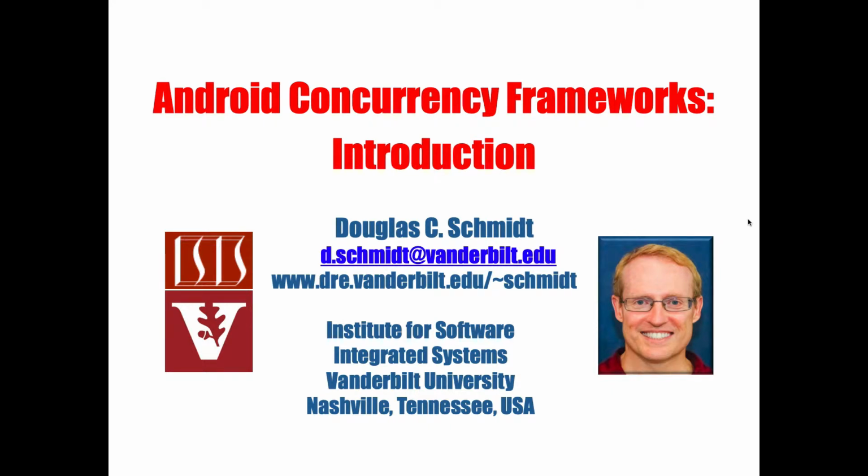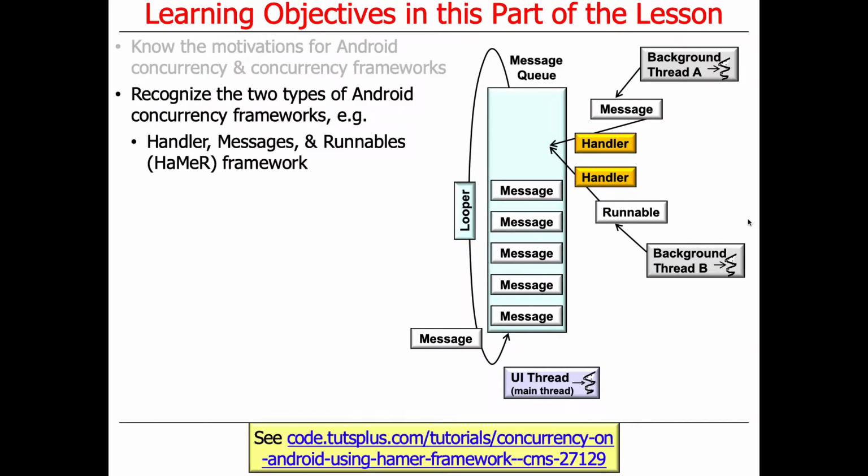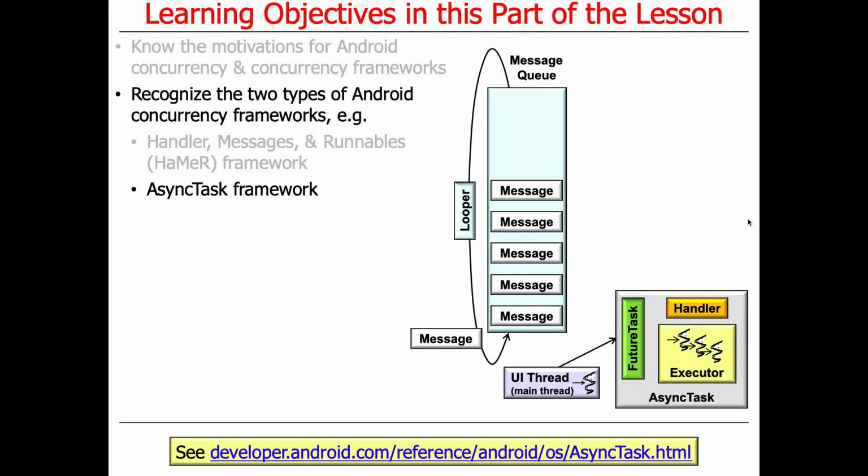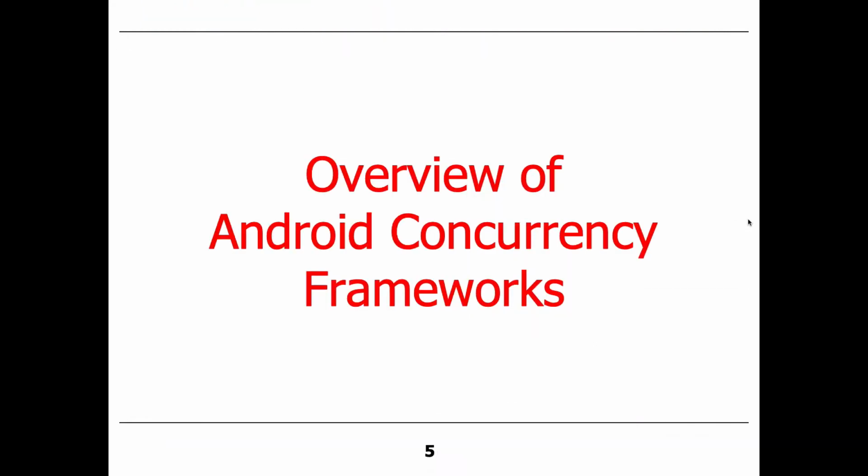Okay, now that we've got a little bit better understanding of what problems occur with Android because of its design constraints on where threads can run and which threads can access which kinds of components and so on, let's talk in much more detail about its concurrency frameworks. And we'll see that there are going to be two of them. And we'll talk about what these different frameworks do. There's the handlers, messages, and runnables, or the hammer framework, and there's the AsyncTask framework.